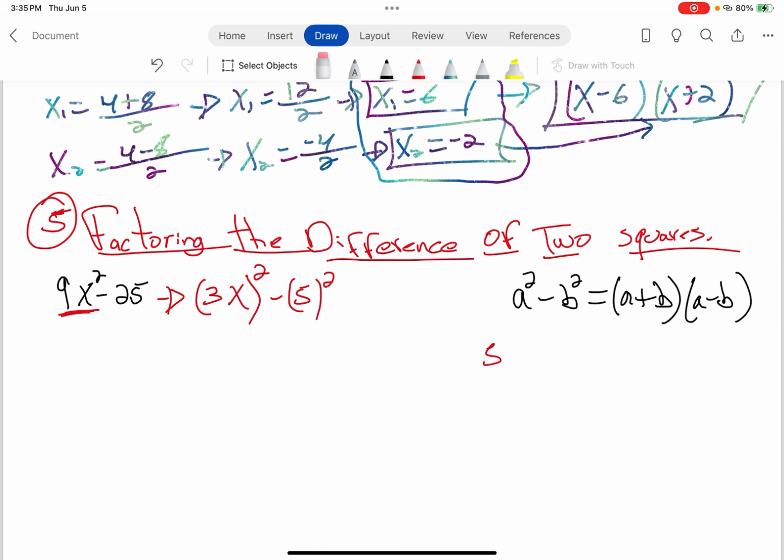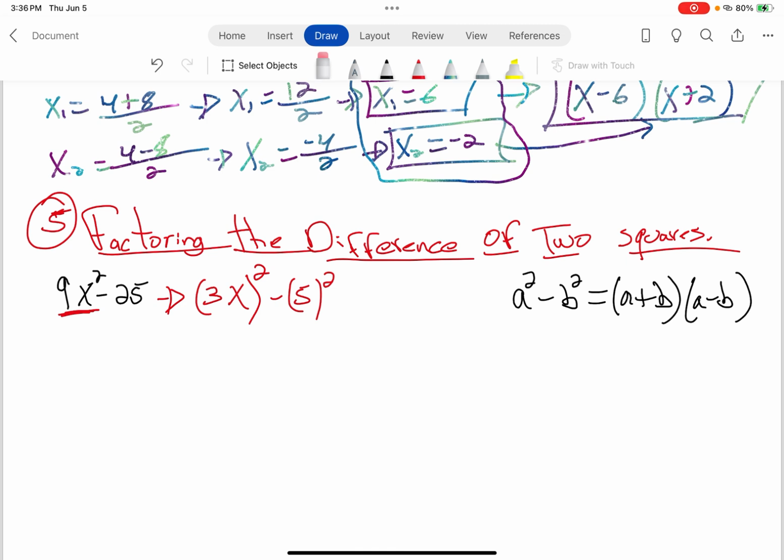In math, we are not able to change things just to get the answer. In math, we need to transform things to convert them into something that we want. In this case, I want something squared minus something squared. I got it right now. So now I can implement the equation.